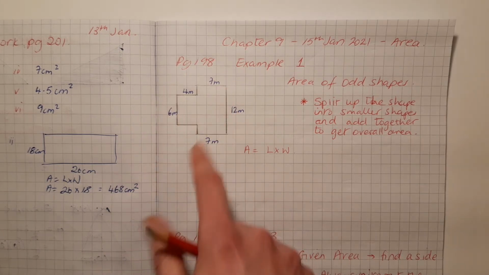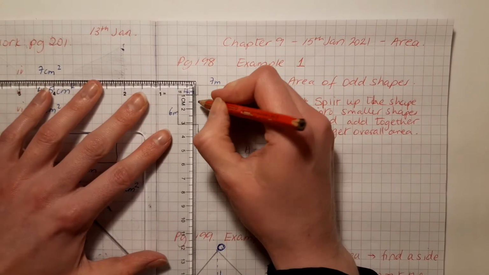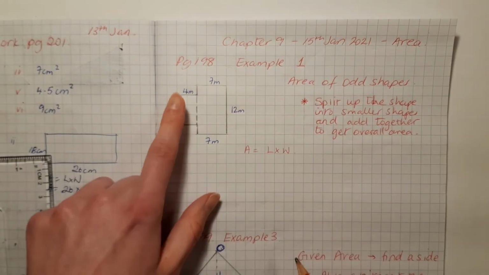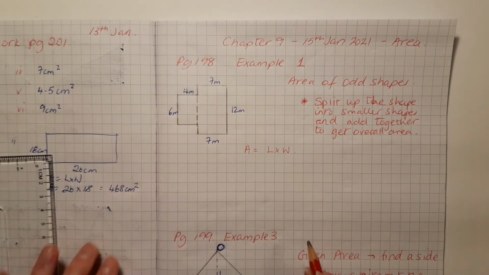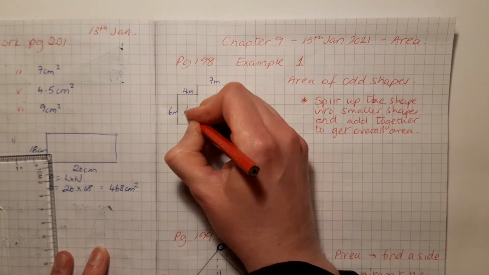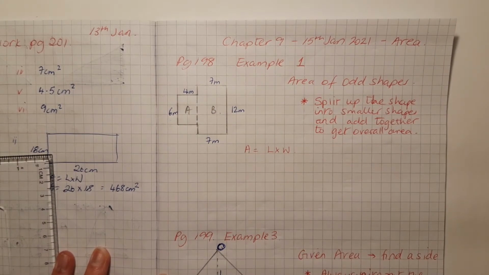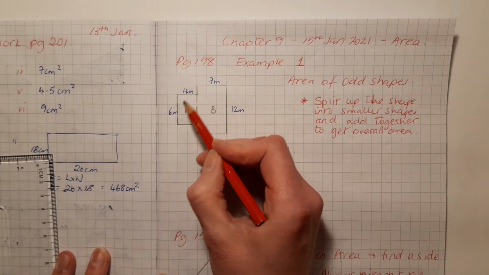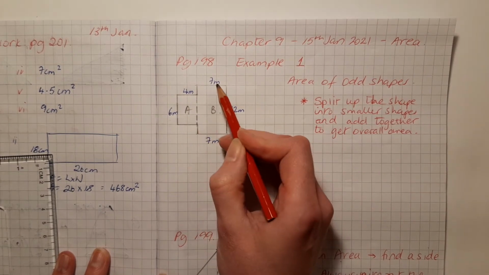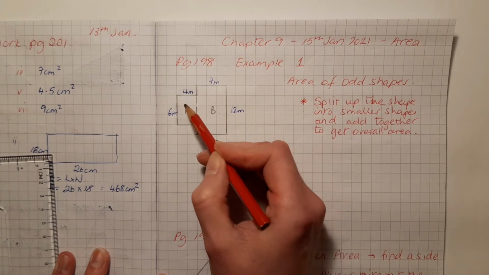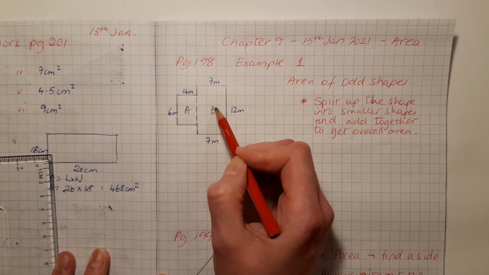So with this shape, if I split this shape into two rectangles, I have one rectangle on the left and one rectangle on the right. I'm just going to call them A and B. I can get the area of the small rectangle and I can get the area of the big rectangle. And to get the total area, I'll just add both areas together.